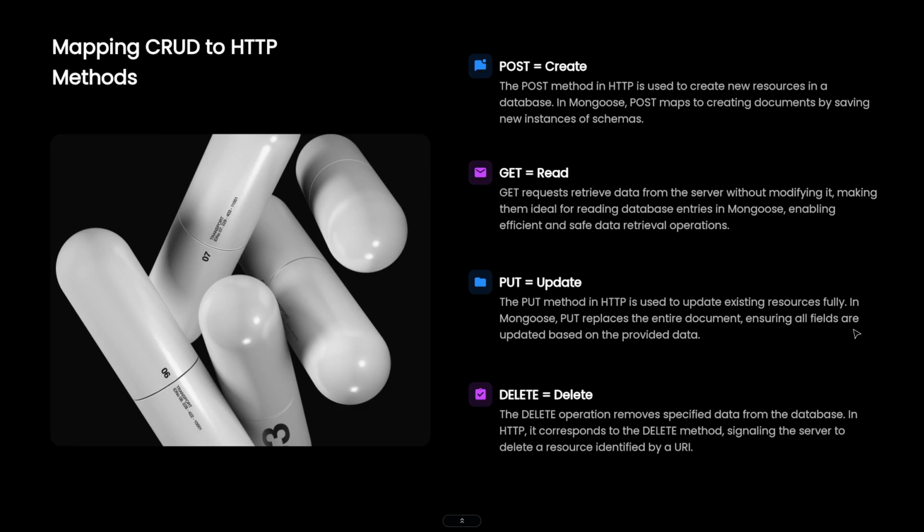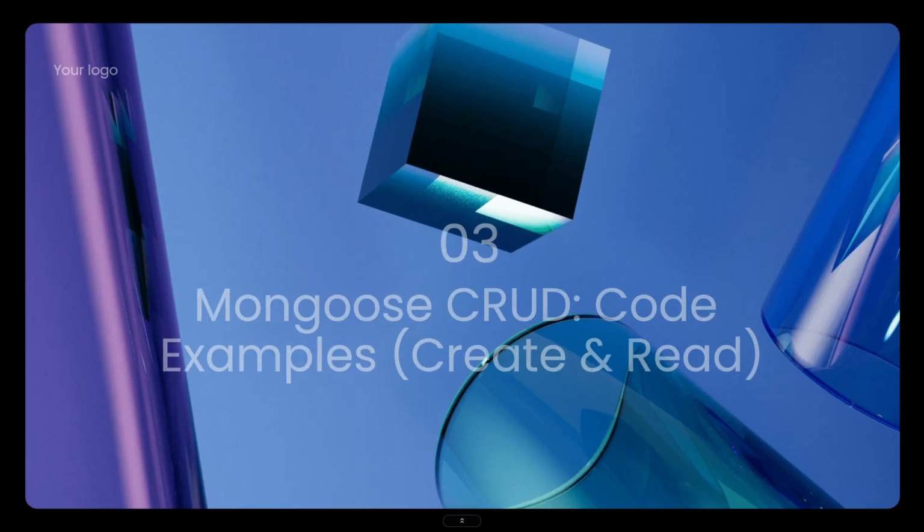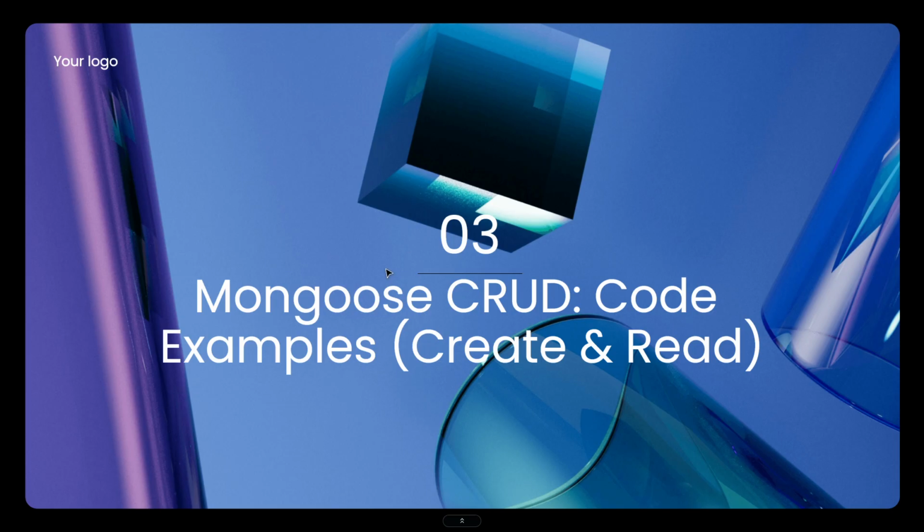Here delete means we already learned it. The delete operation removes specific data from the database. It corresponds to the DELETE method, which signals the server to delete resources identified by the URL. Based on the URL of this database component, delete works in this method in Mongoose.